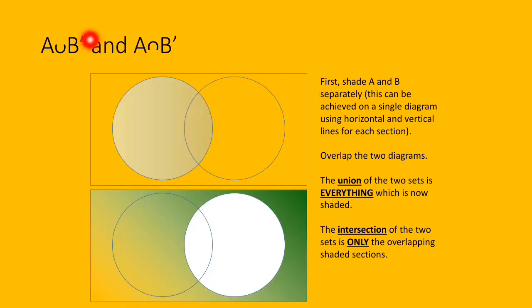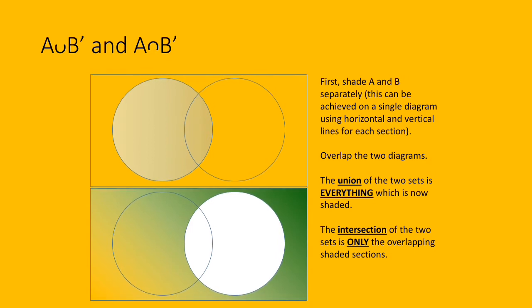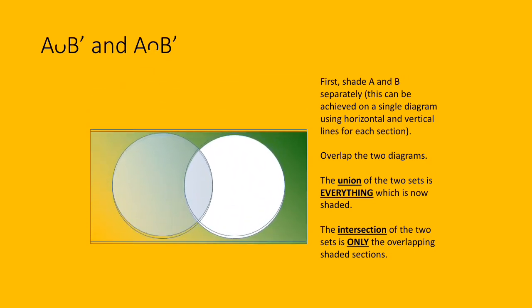Okay students, once again, A union B complement and A intersection B complement. This one is the set A and this one is set B. For A, this area will be shaded. For B complement, all the area which is outside the set B, so the area which is in green color, will be shaded. Now overlap two diagrams.